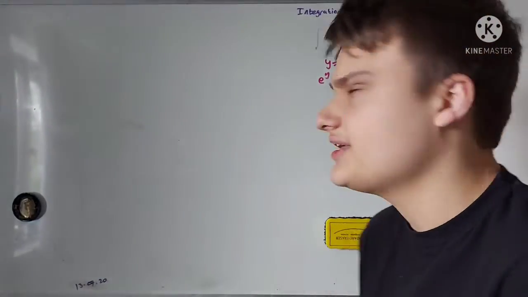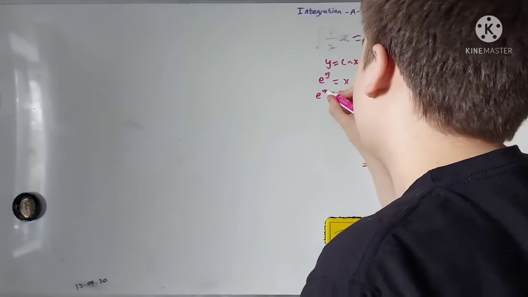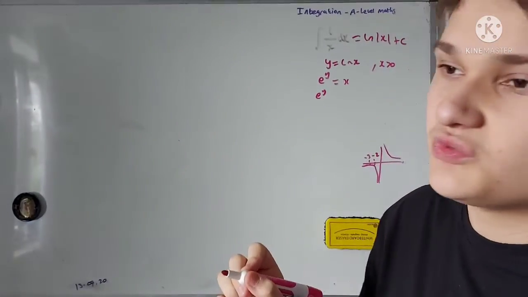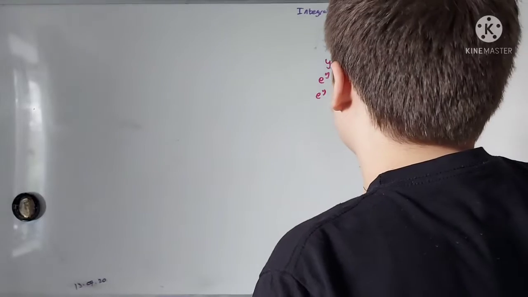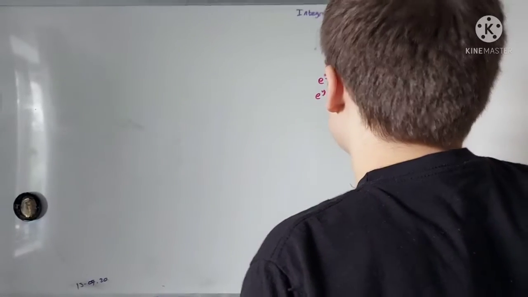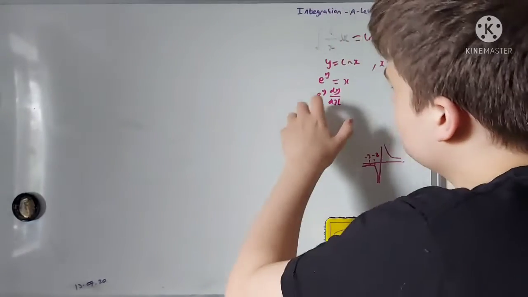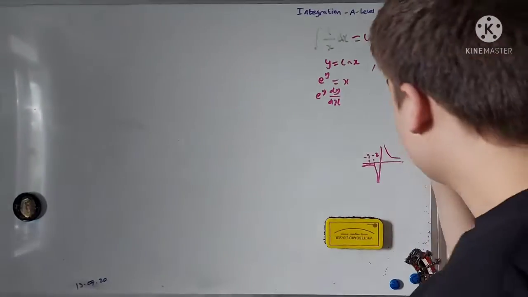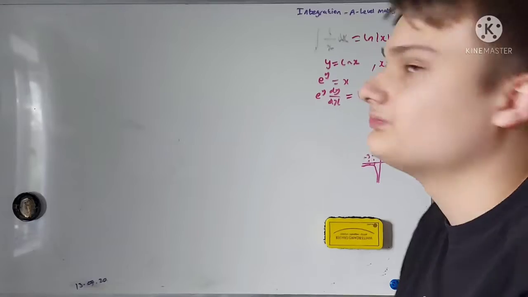Obviously, if you're on the AS, then this will just be a proof that you just have to learn without being told where it's really coming from, because it's in the A2 implicit differentiation. So I get e to the y, the derivative of y is dy by dx. That's equal to the derivative of x, which is 1.